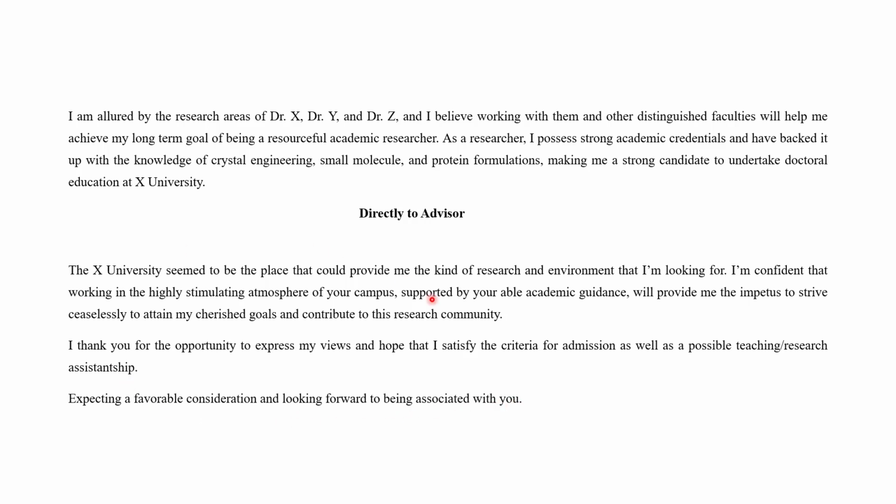So this is when you have to directly apply to the advisor. So you have to be a little more, you can say, direct, and you have to mention some qualities of the advisor that you really admire, or the research area of the advisor with whom you have to work. So these were some of the samples which might help you in writing a good statement of purpose or a motivation letter.